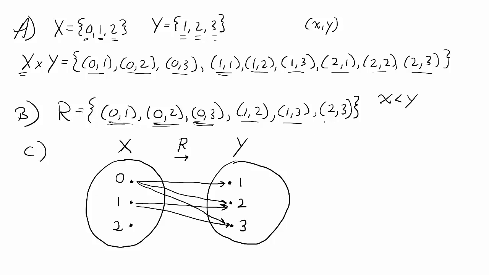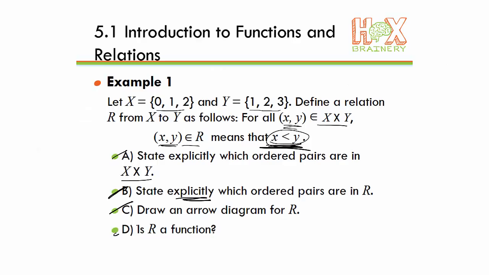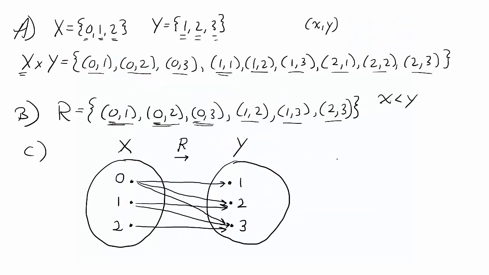And then one last ordered pair, 2 gets mapped to 3, so an arrow for that. And then part D: is it a function? So for part D, is it a function?